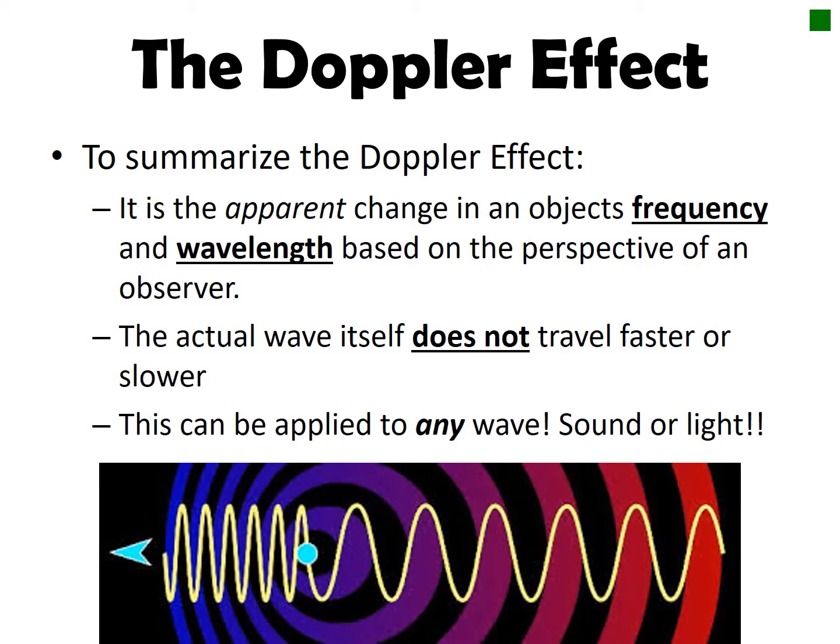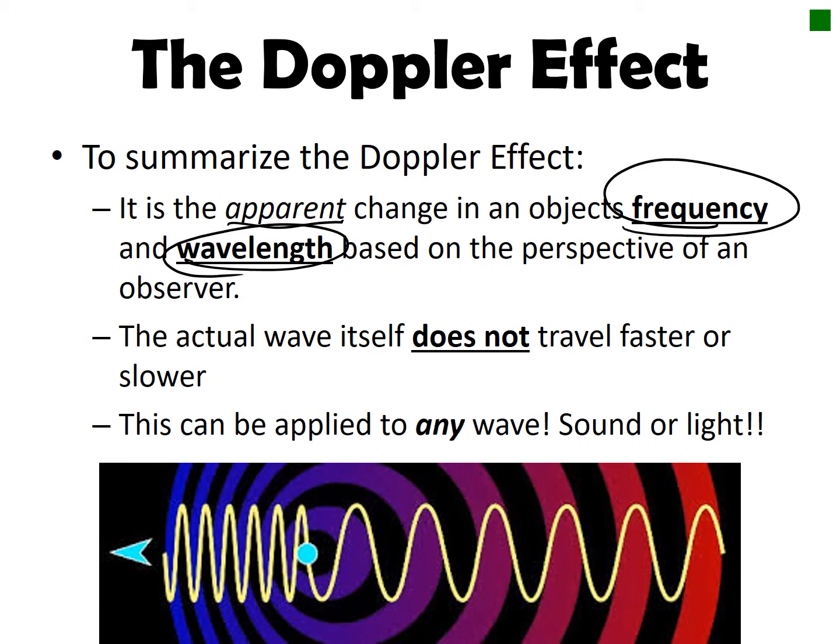Today we're going to be talking about the Doppler effect with regards to light. The Doppler effect is the same one that we talked about with sound, where there's an apparent change of an object's frequency and wavelength, so it's regarding the wave, based on the perspective of the observer. So it's either getting shorter as a wavelength or longer as a wavelength.